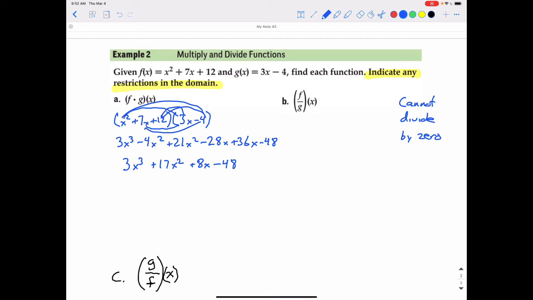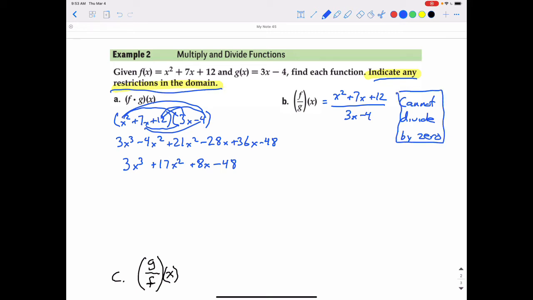To do f divided by g of x, the f function is x squared plus 7x plus 12, and the g function is 3x minus 4. Later on, we will learn how to simplify a fraction like that. It's called a rational expression, but we're not there yet. So actually, that's going to be the answer for the division problem. But remember, we also have to indicate any restrictions to the domain, and we cannot divide by 0.